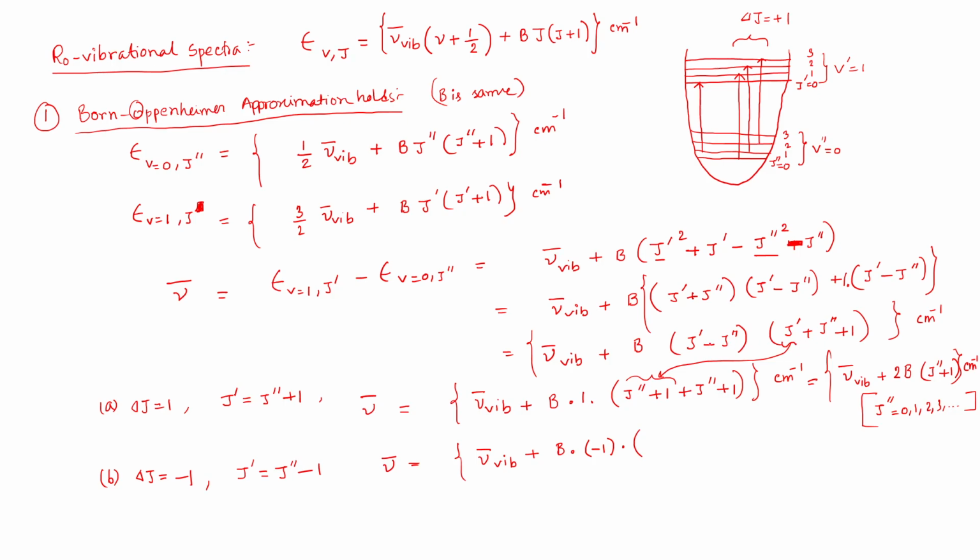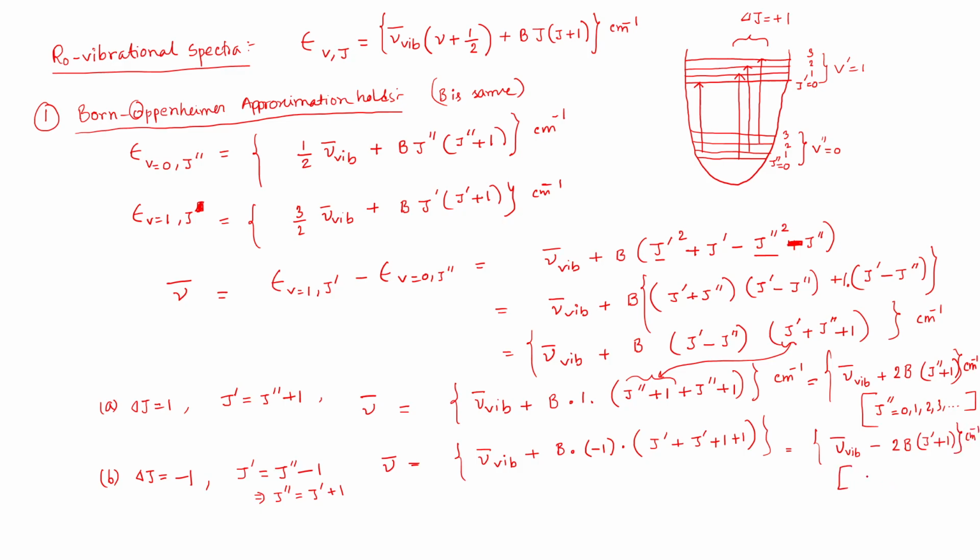And what will be here? We are replacing the things here. In terms of J prime, what can we write? That means J double prime is equal to J prime plus 1, right? So J prime plus J prime plus 1 plus 1. That eventually means nu vibrational minus 2B, J prime plus 1, centimeter inverse.